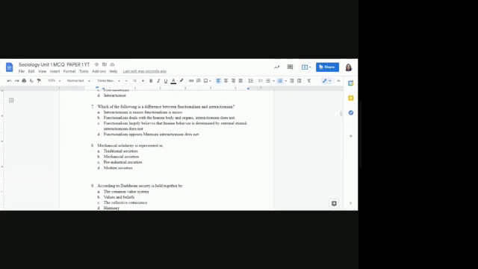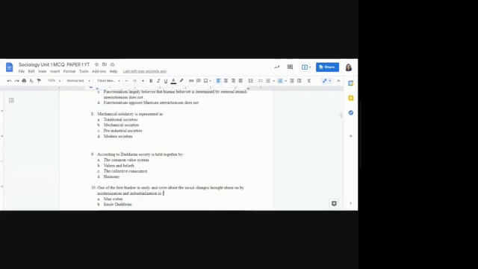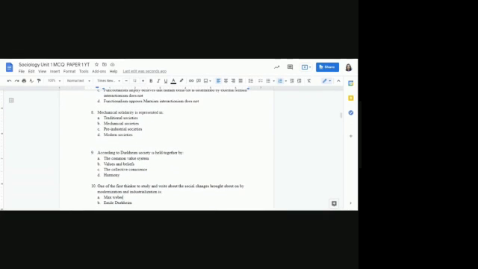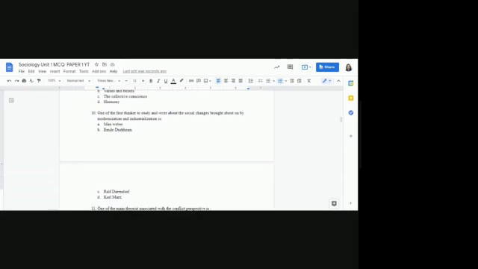Mechanical solidarity is represented in, is it A, traditional societies, B, mechanical societies, C, pre-industrial society, or D, modern society? And the answer for that is C, pre-industrial societies. Let's move down to question number 9. According to Durkheim, society is held together by... Yes, that's the correct answer. Letter C, the collective conscience. Let's move down to question 10.